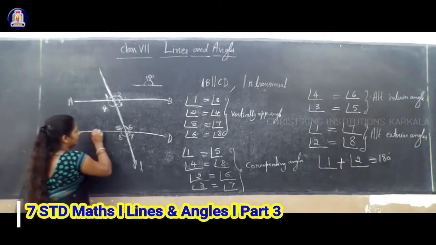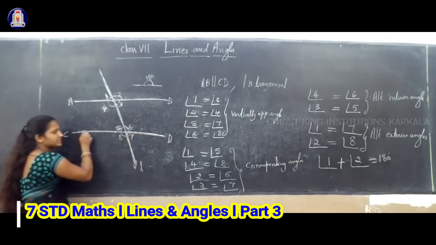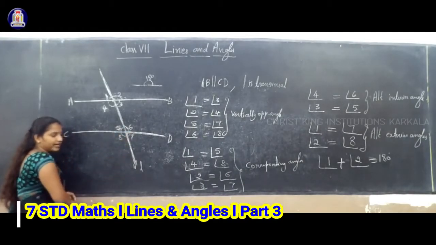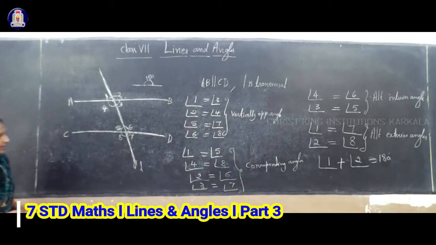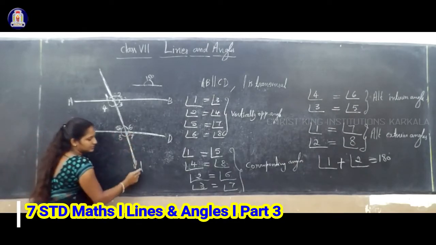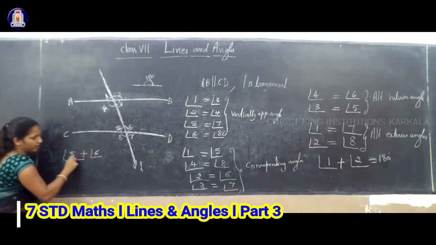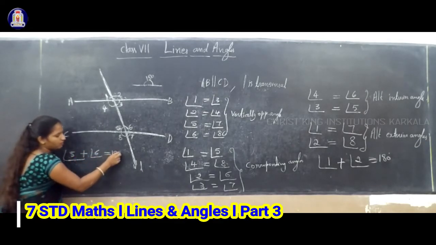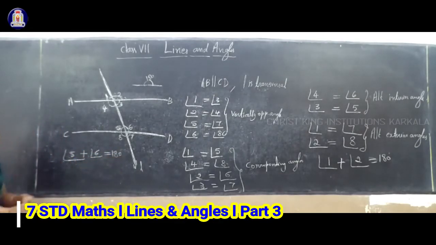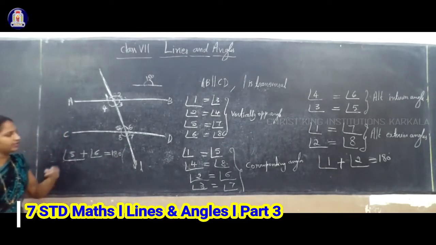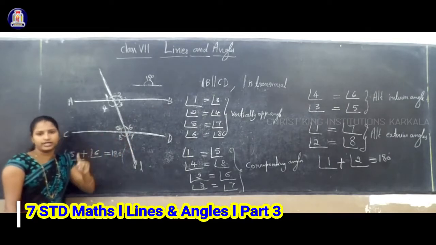Even in the line segment CD, you can see 4 angles. So can you add angle 5 and angle 6? Yes, we can write angle 5 plus angle 6 is equal to 180 degrees. Is it correct? Yes, angle 5 plus angle 6 is also 180 degrees. You must write the reason why it is 180: because a linear pair angle, or you can say a straight angle, is 180 degrees.